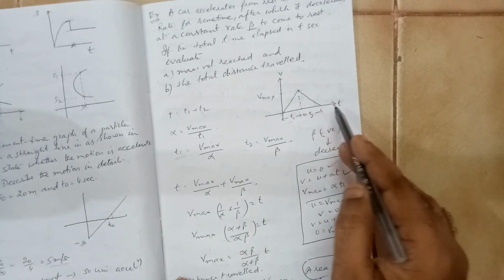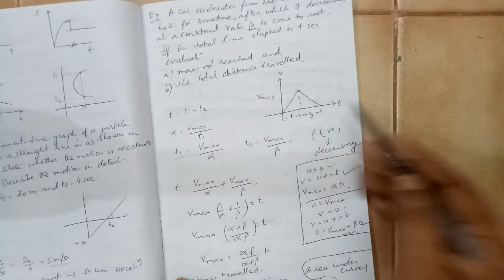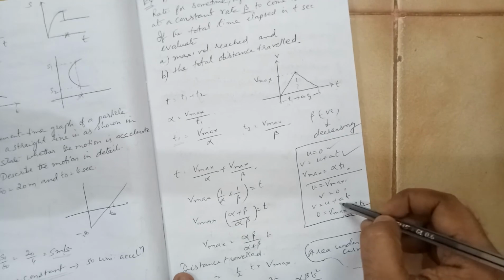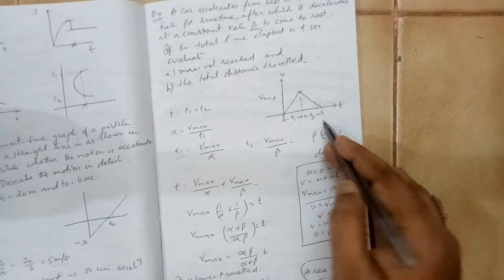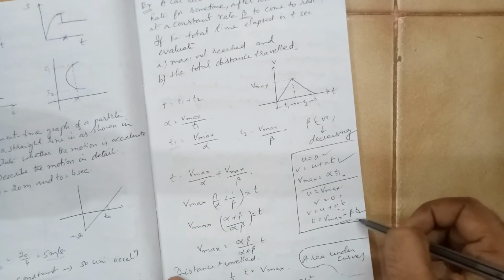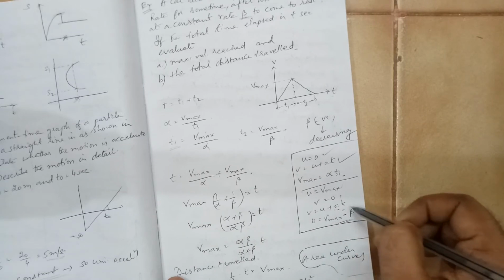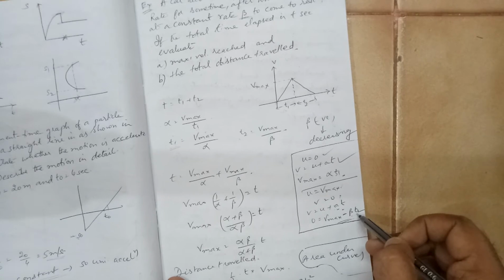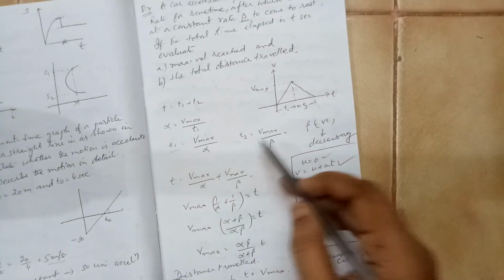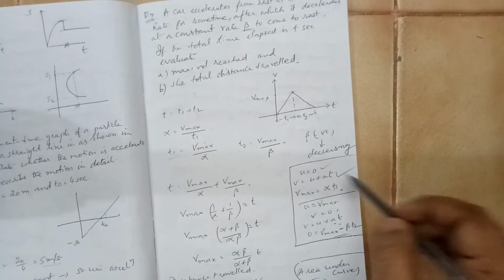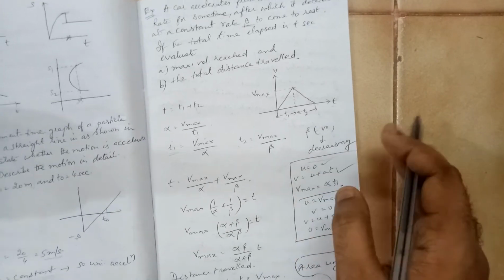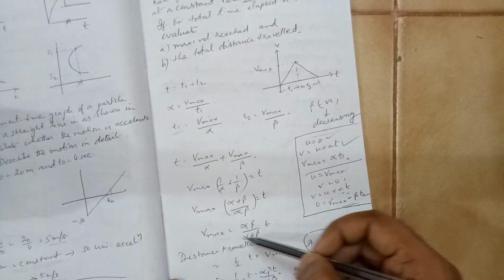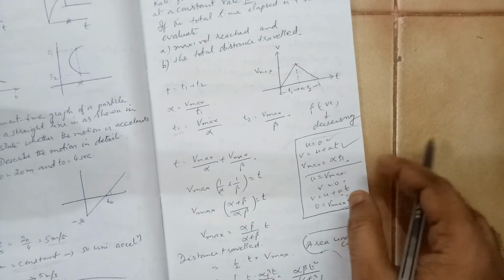Finally it came to rest. At this location the v is becoming 0. So v is equal to 0, again you can use this equation. Here acceleration is negative, you can put the minus value and you will get the same equation as you have done here. T2 will be equal to Vmax by beta, that's what you have put here. You can follow this approach or that approach, both are okay. So find the area under the curve, you get the distance traveled.